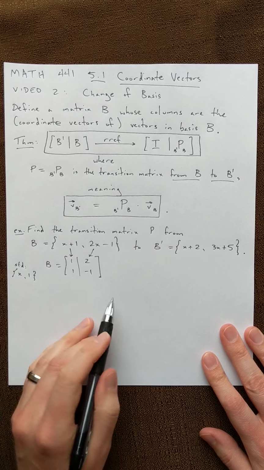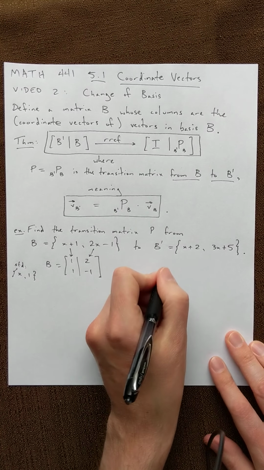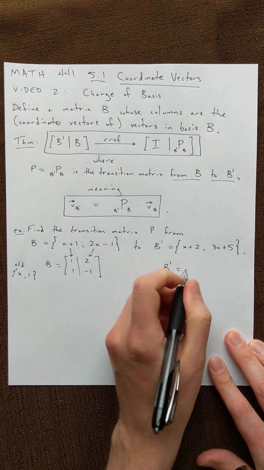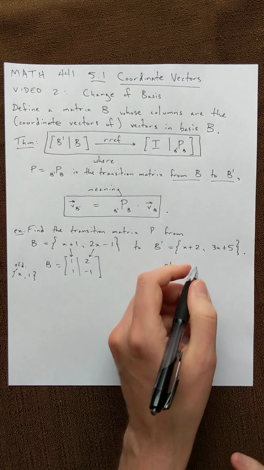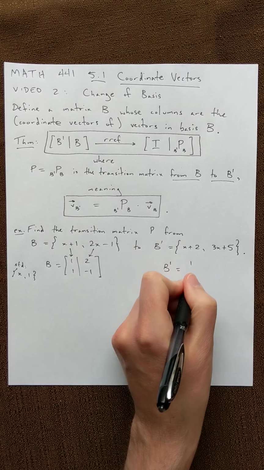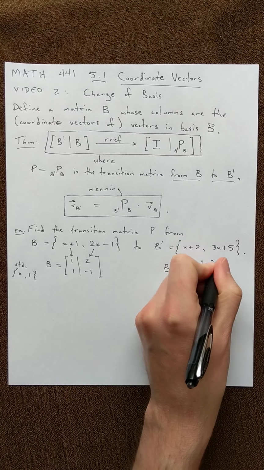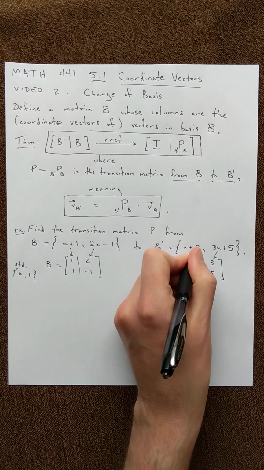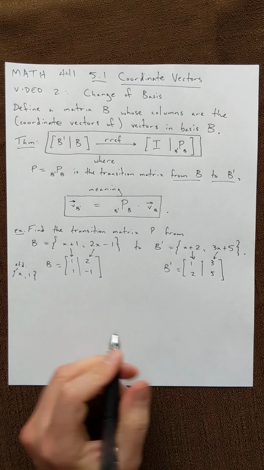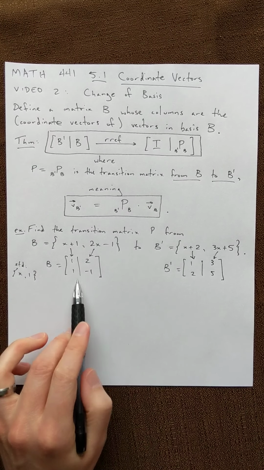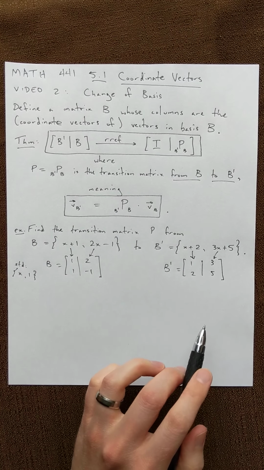I don't really need that bar. I'm just putting it in there so you can see they're coming from columns. And B prime, same thing over here. We have x plus 2, which would be coefficients 1 and 2. And 3x plus 5, which would be coefficients 3 and 5. Again, relative to the standard basis, those would be our coordinates.